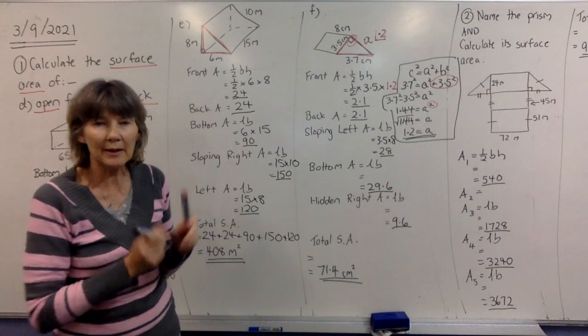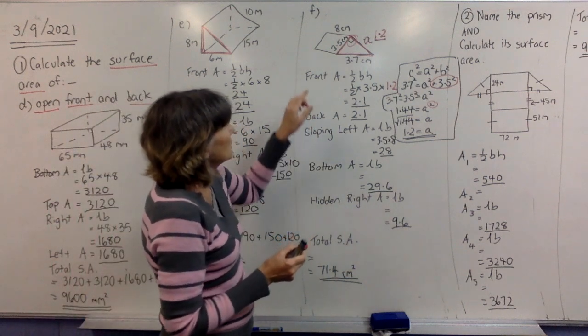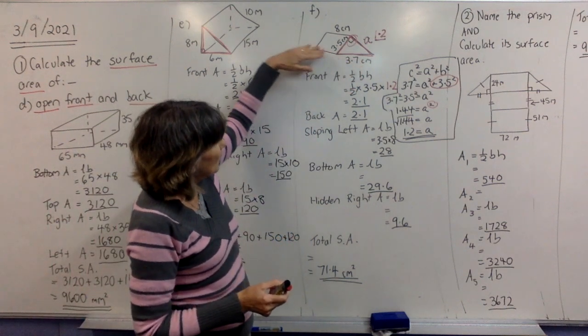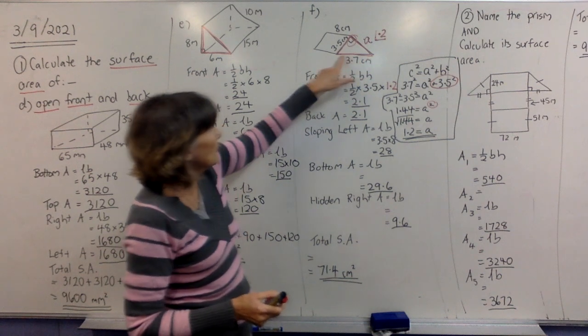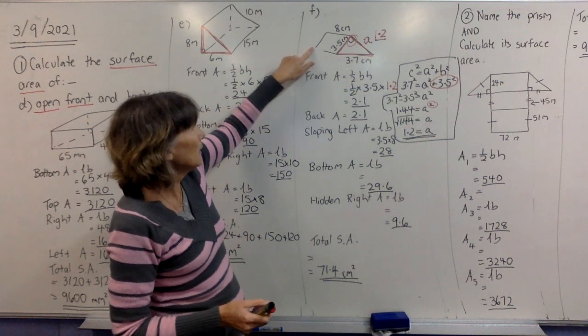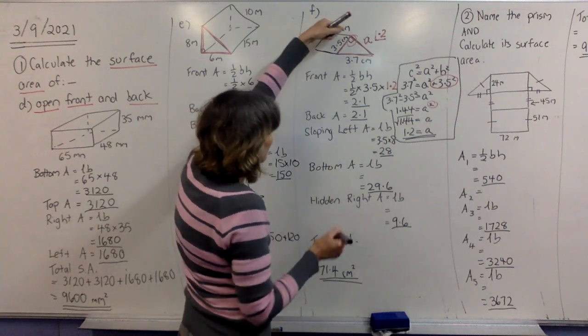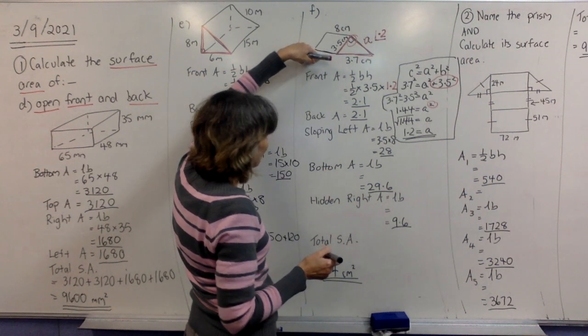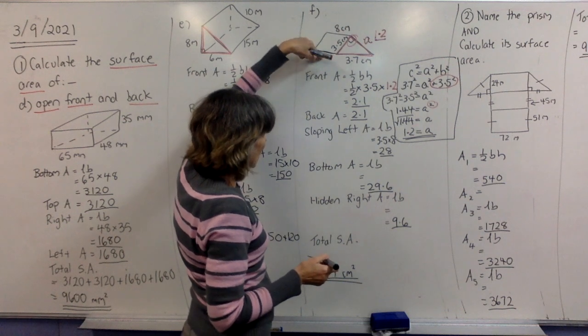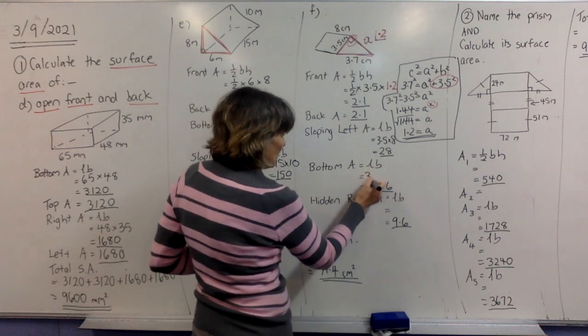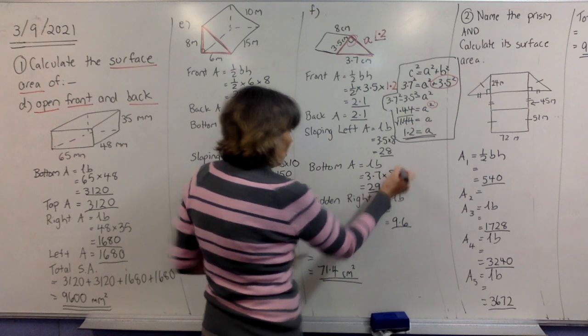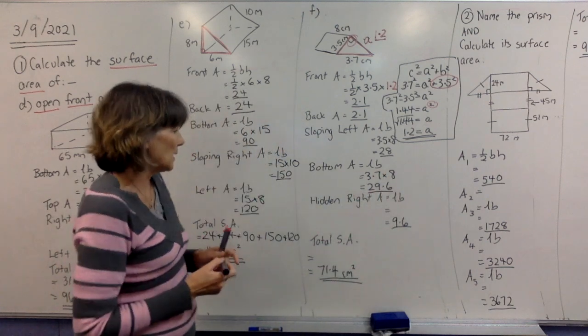The bottom area, now I know they're a bit difficult to see, so just be careful. The bottom of this thing is going to be 3.7 by that number there, whatever that is. Now that's the opposite of that side, so that's going to be the same, that's going to be 8 opposite that, so that's 8. So it's 3.7 times 8. If you work it out, you get 29.6.